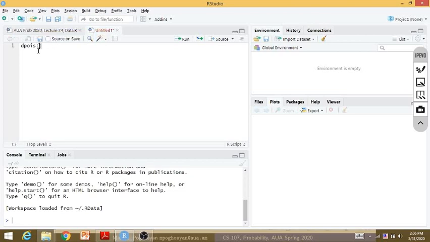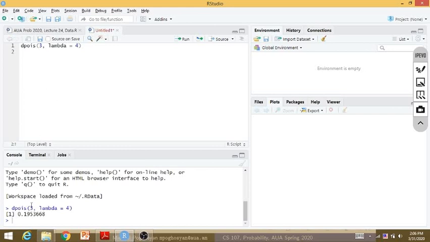So say I want to know what is the probability that x will take the value 3 if my x is Poisson distributed with parameter lambda equal to, say, 4. If I run this, I'm hitting Control Enter, that gives 0.19 here. So the probability that x will be 3 is 0.19.